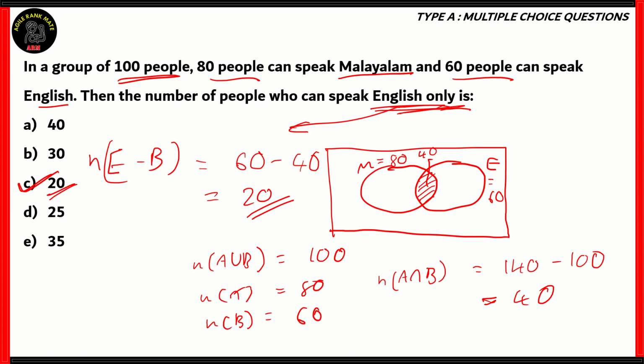Of course, you didn't have to go through all of this, because since you know that 80 and 60 cannot be added to form 100, therefore 20 would be speaking English only, and the rest of the 40 people who can speak English would be speaking a mix of both. So therefore option C is the right option. Option A is incorrect because that's A intersection B. Options B, D, and E are incorrect because the numerical values are different. Once we've calculated the value from N of A union B, we know that the correct number of people who can speak English only is 20.